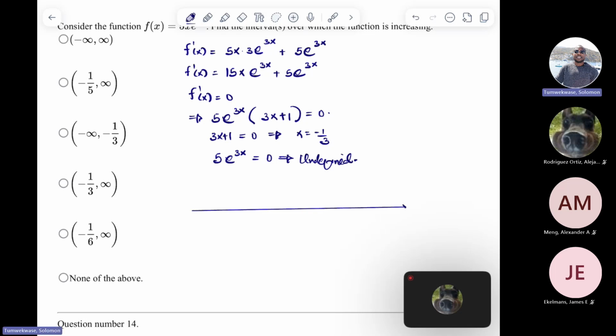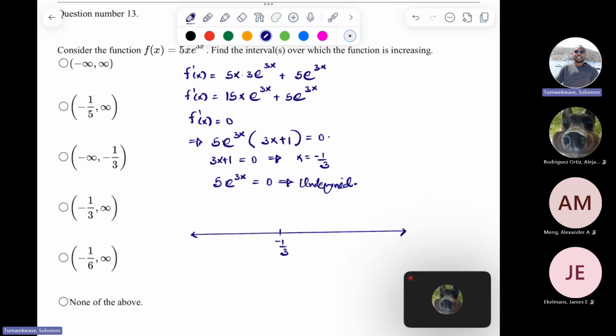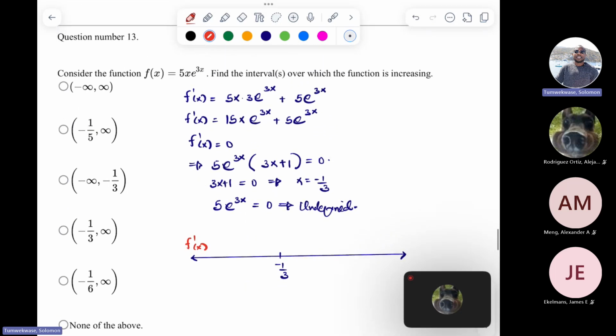And as usual, on our number line, we have -1/3. We can choose any number and evaluate f prime of x. So choose any number less than -1/3, maybe -2. When I choose -2, this will be -30 already, so the whole thing will be negative. Choose a number greater than -1/3, maybe 0. So this guy will be 0, and 5e to the 0 is 5 times 1, which is 5. So this guy here is positive.